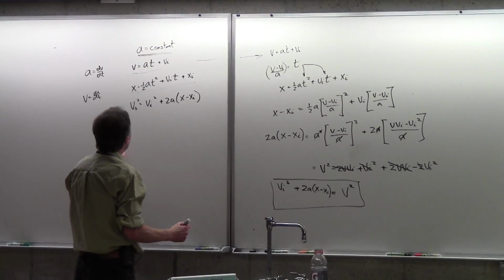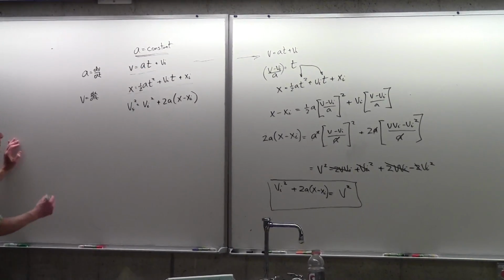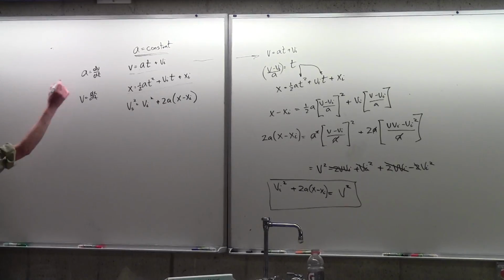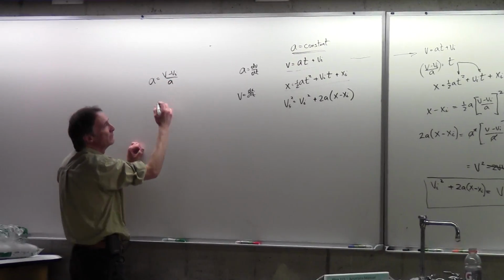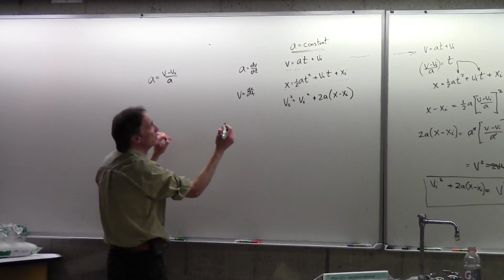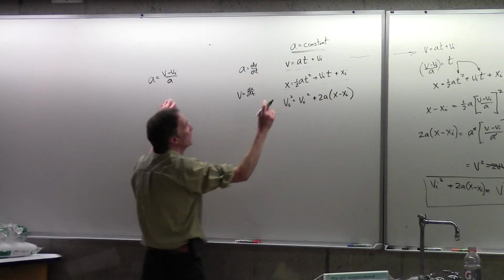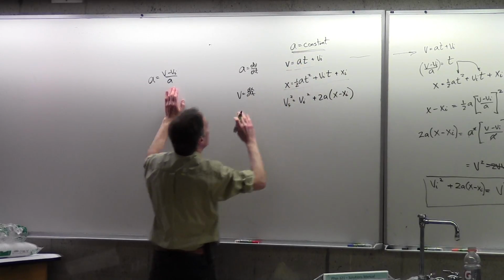Another possibility is to take this one and solve for a. The first one is going to be a is equal to v minus v initial all over a. Wait a minute. Excuse me. Solving for a over t.